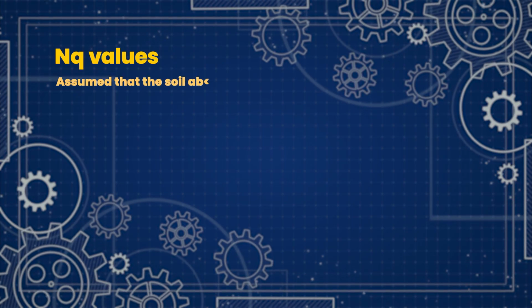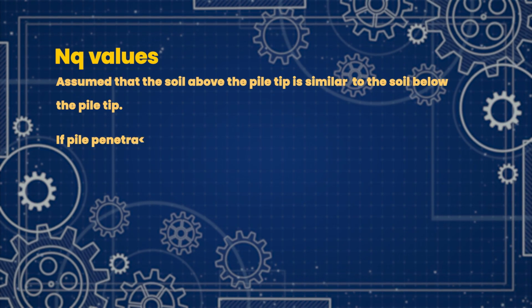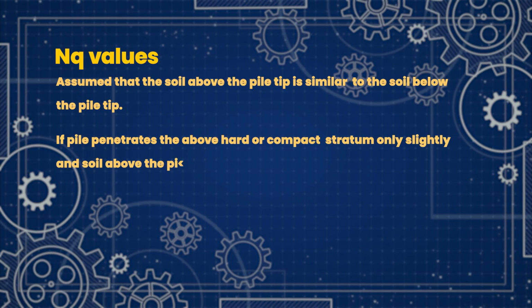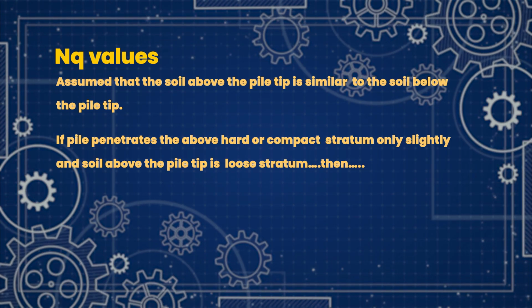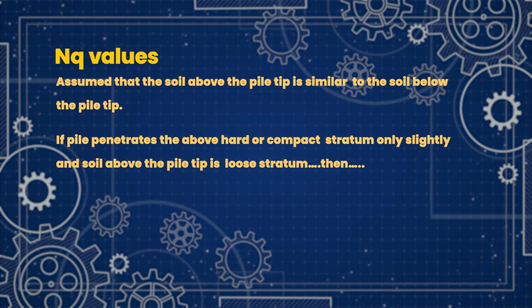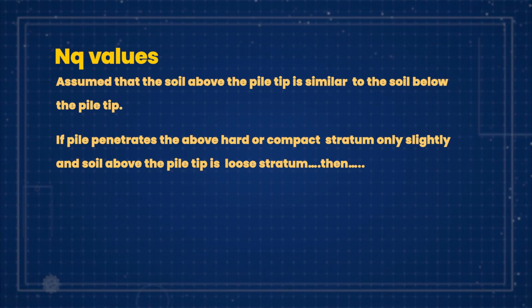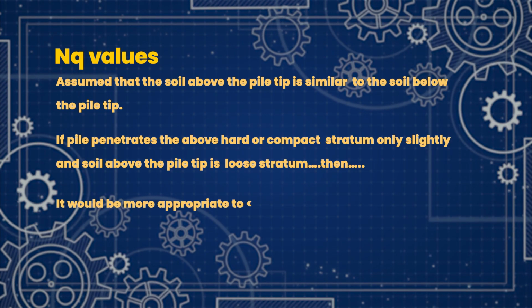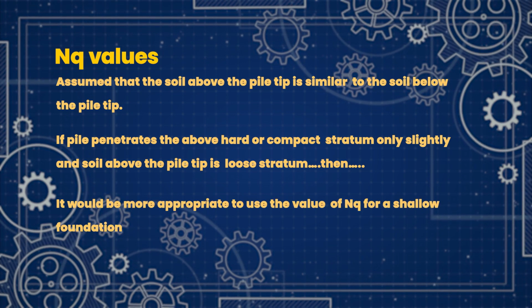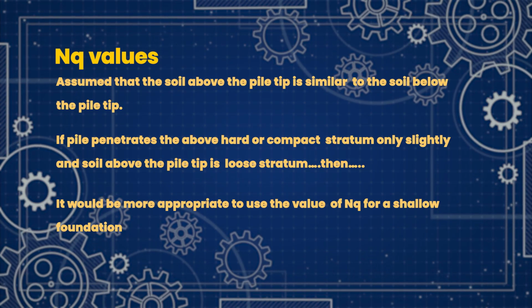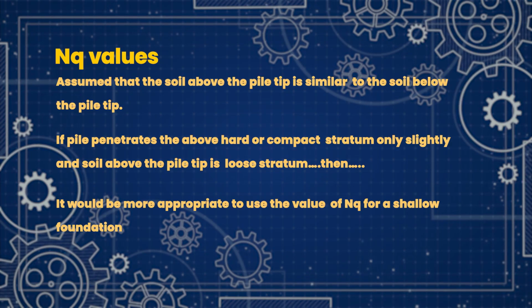See, assume that the soil above the pile tip is similar to the soil below the pile tip. We are making some assumptions. And also, if the pile penetrates the hard or compacted stratum only slightly and the soil above the pile tip is a loose stratum, then it would be more appropriate to use the value of Nq for a shallow foundation. See, this is how the Nq values depend.